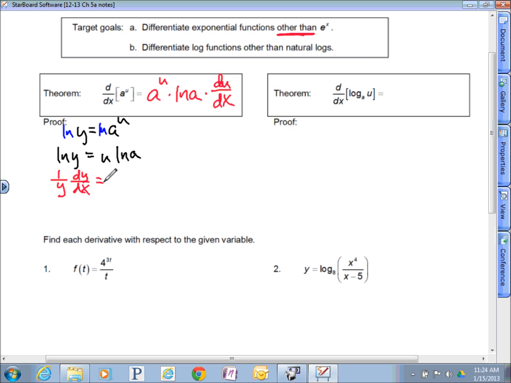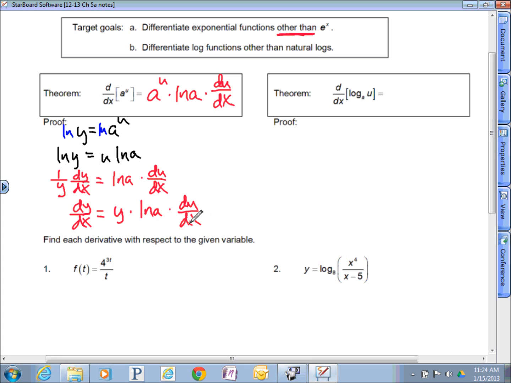U is its own function of x. Natural log of a is a number. A is a constant, so its natural log is just a number. So this derivative would be natural log of a times du over dx. So now to get dy dx by itself, I just have to multiply both sides by y. So I'd have y times the natural log of a times du over dx.